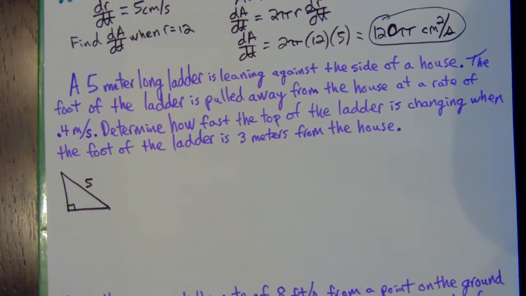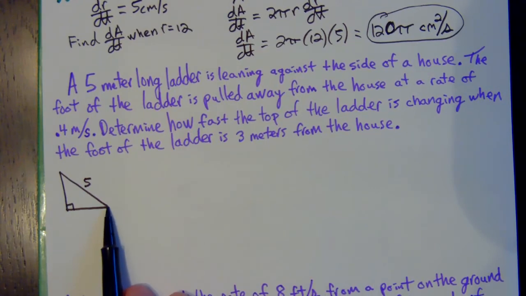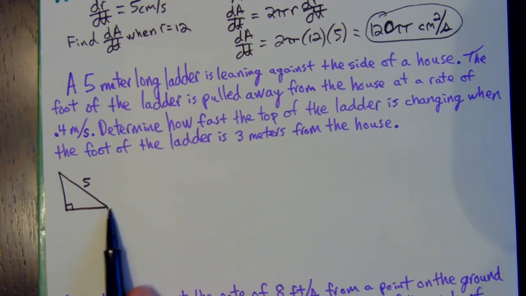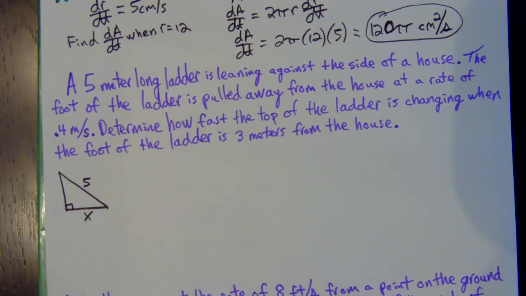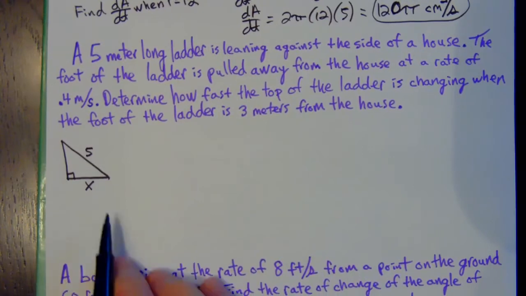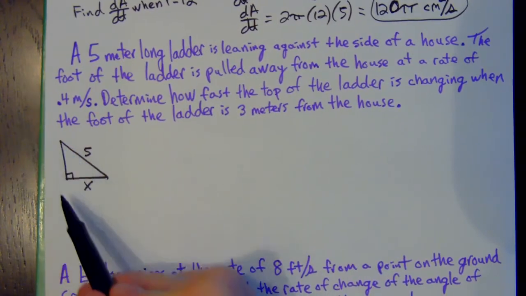But if it's changing, so what's happening here, the bottom of the ladder is being pulled away from the house. So this distance is going to be changing. You have to use a variable for that. You need a variable to represent that distance. And the top of the ladder is falling down the side of the house.